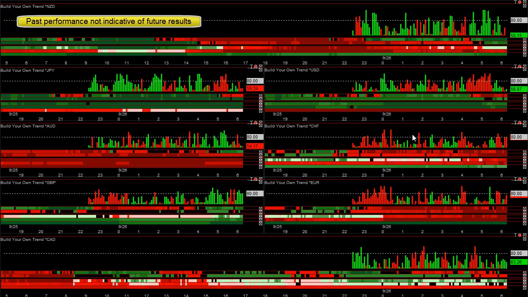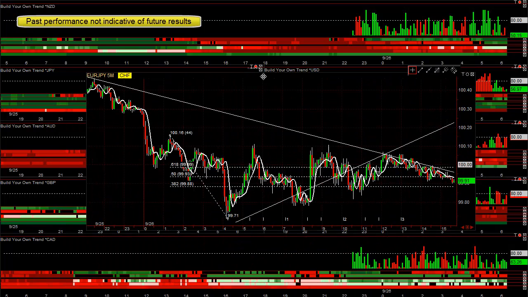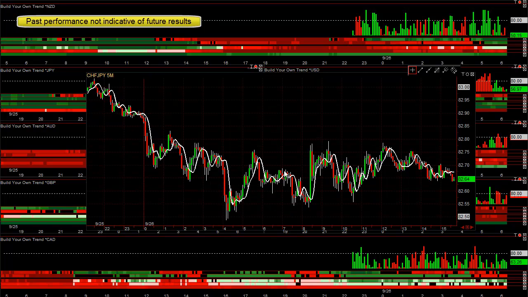So let's take a look at the Swiss. It's weak across the board too. The yen's strong, especially earlier in the day. Some Swiss yen trades, and we'll go back to a 5-minute chart since it loads faster. Swiss yen.